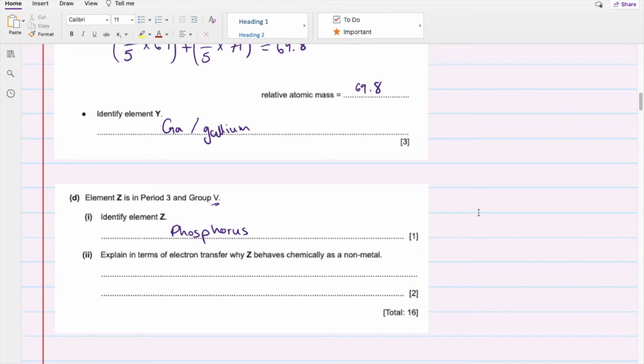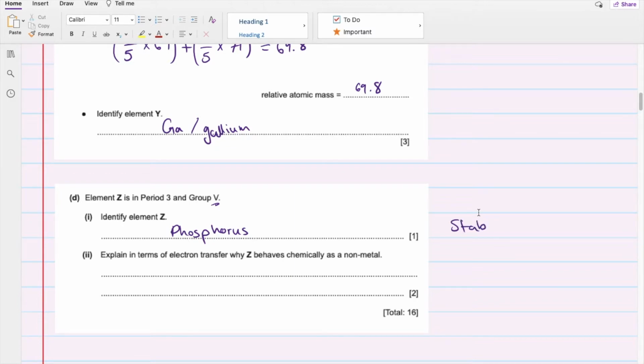Okay. Now explain in terms of electron transfer why Z behaves chemically as a non-metal. Okay, so phosphorus, because it's in group 5, okay, let me explain this a little bit better. Atoms in general, or ions to be specific, want to be stable.